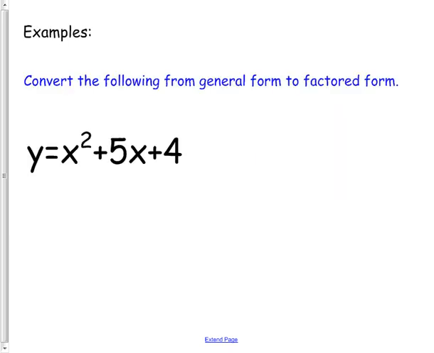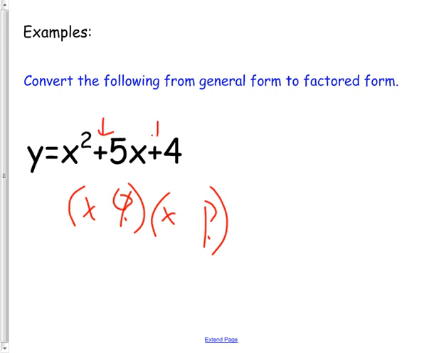Okay, moving on. Convert the following from general to factored. That's just a plain old factor-it problem. You make two sets of parentheses. You find two numbers that multiply to 4 and add to 5, which would be what? 4 and 1. So I go 4 and 1. And this is x and x. And they're all the pluses in the problem. So a plus and plus. All right. Now, those are all pretty darn easy.